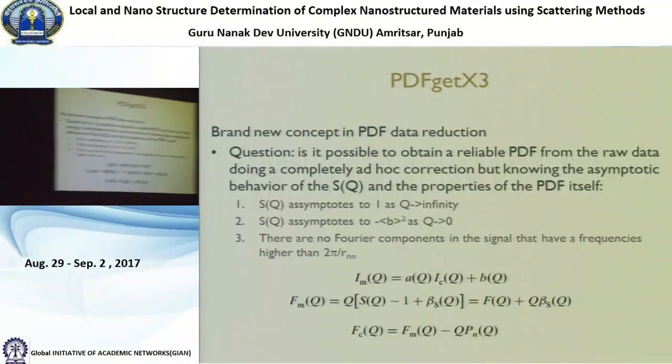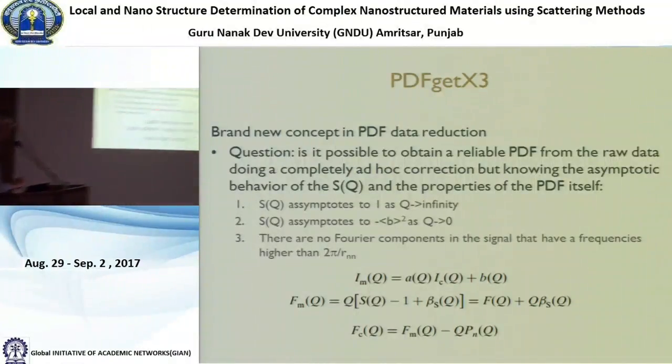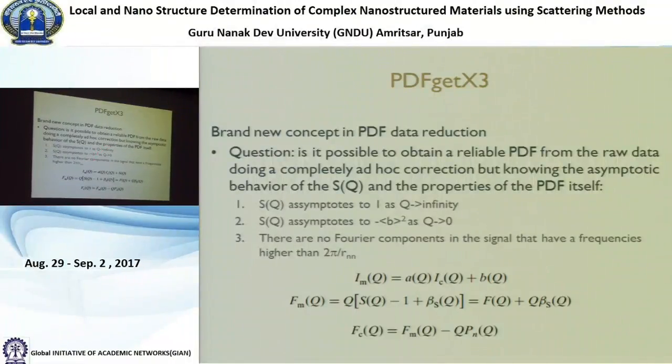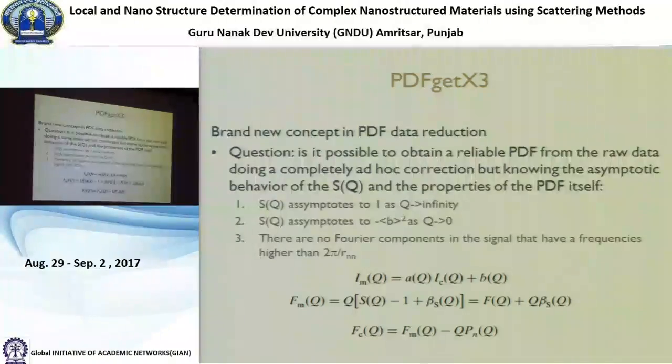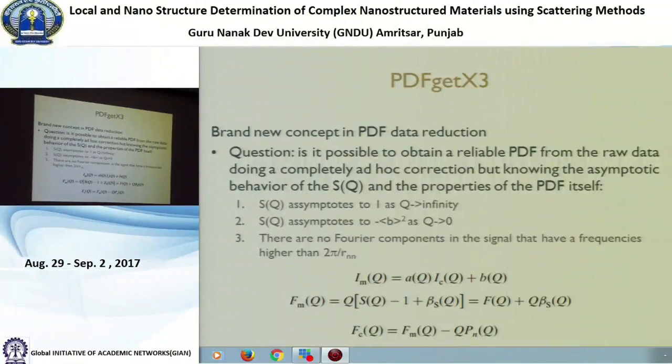What is the B average? This is the scattering length. So this is in neutron language. Yeah, so Siva knows, but that's like the atomic number for X-rays. For that, it will be the Z. The Z, yeah, the Z. It would be the Z averaged over the whole sample.